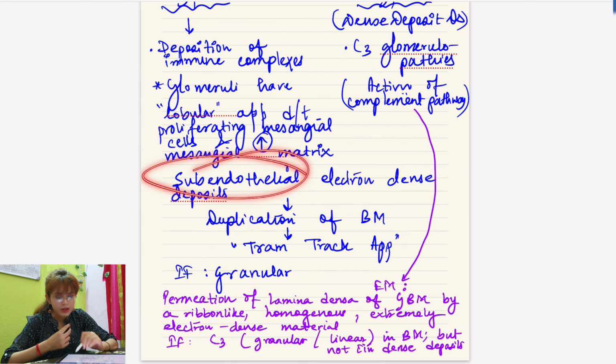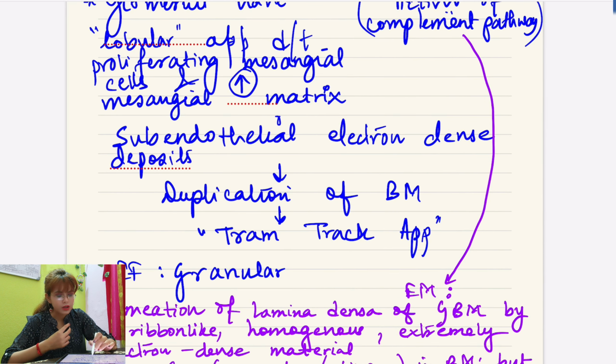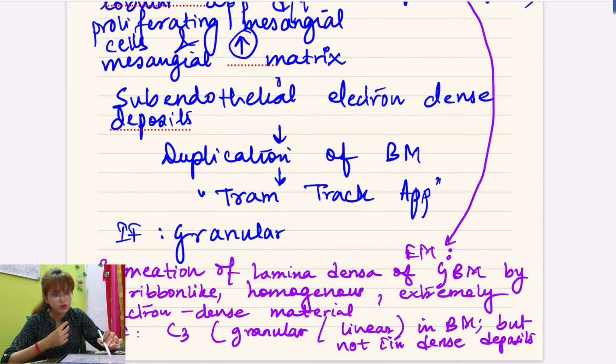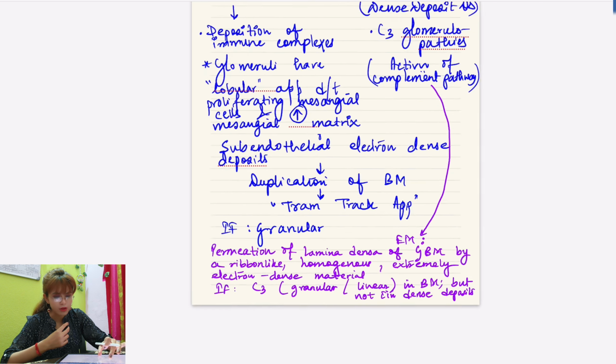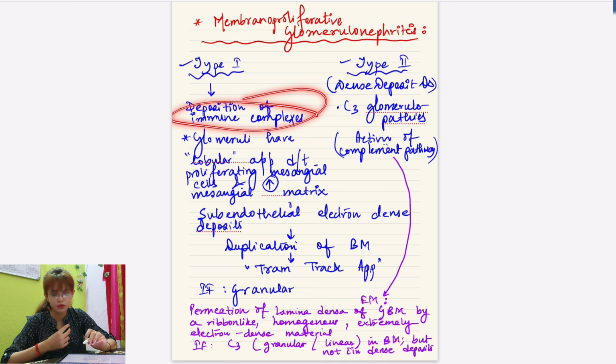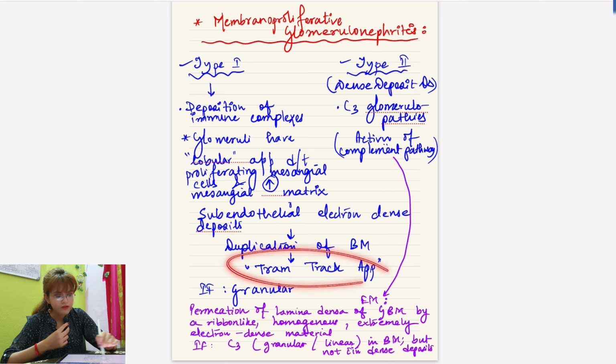You have a subendothelial electron dense deposit. Mind you, this is subendothelial, again a difference. Okay, so subendothelial electron dense deposit, there's duplication of the basement membrane giving rise to a tram track appearance. And in the IF, this is granular because you have the immune complex deposition. So wherever there is immune complex deposition, it will be a granular kind of immunofluorescence, and this is having a specific tram track appearance because of the duplication of the basement membrane.